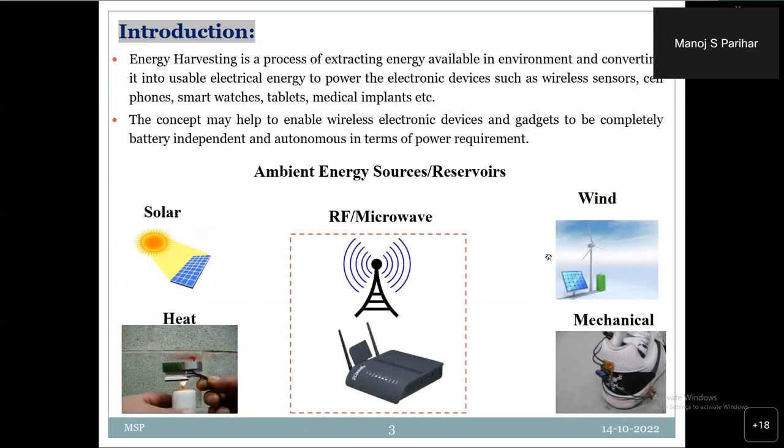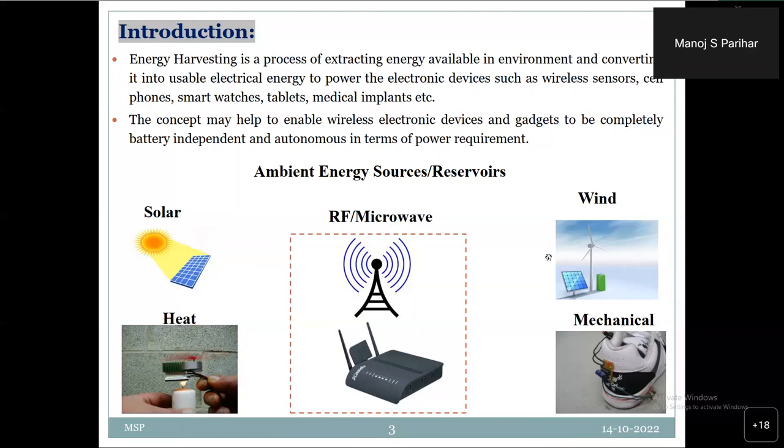So, what is energy harvesting? Maybe all of you are aware: energy harvesting is a process of extracting energy available in the environment and converting it into usable power. So we can power electronic devices like wireless sensors, smartphones, watches, tablets, and medical implants. The idea is to make the device power independent. By using this concept, we can make gadgets completely autonomous in terms of power requirement.